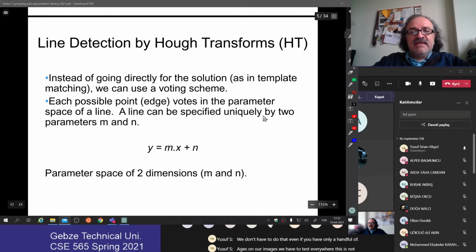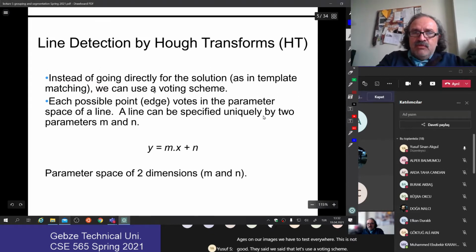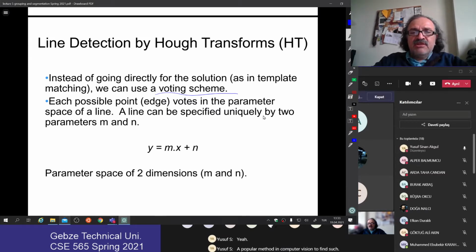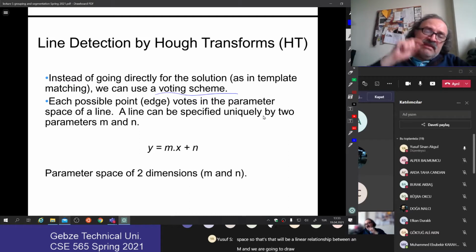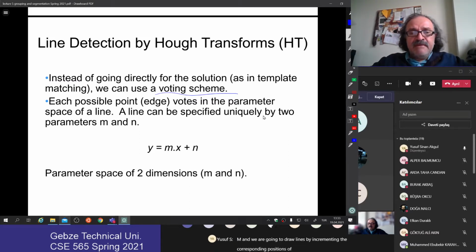Instead, we said let's use a voting scheme, a popular method in computer vision to find nice structures like lines, circles and ellipses. We know this is the formula for a line, and each edge point on our image has an x and y position. For each x and y position of an edge, we are going to have a relationship between m and n in the nm space. That will be a linear relationship between n and m, and we are going to draw lines by incrementing the corresponding positions of those lines. At the end of these iterations for all the edges, we will make a count.